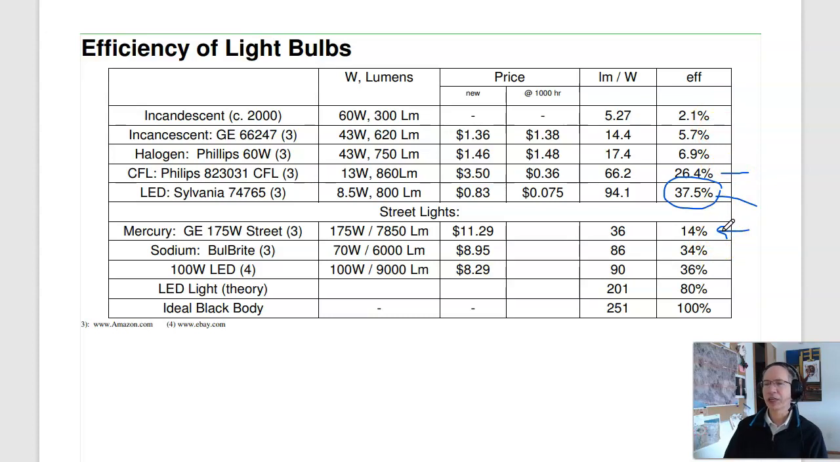Around 1990 to 2000, the lights turned orange. That's when they switched to the sodium vapor lights. Those would be kind of the yellowish orange lights. These are much better, 34% efficient. Now the street lights are turning into LED lights. That's because they are more efficient. They're about 36% efficient. And they are getting better. In theory, an LED light could be 80% efficient. We're not there yet, but getting there. So that's the efficiency of light bulbs.